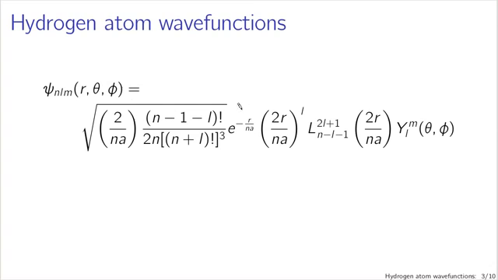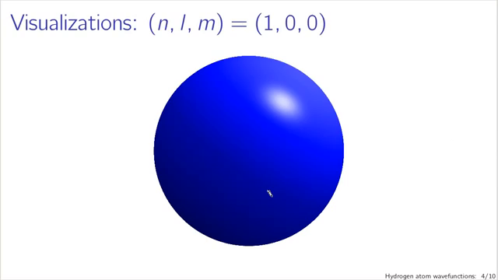Normalization constant out front, then we have our asymptotic forms for our radial function. The actual meat of the radial function is this associated Laguerre polynomial with various orders, and the angular part is given just by our spherical harmonics. So it's hard looking at this to visualize what this actually looks like. So let's consider some sample cases. First of all, n, l, and m is 1, 0, 0. This is the lowest energy, the ground state, and it looks rather boring.